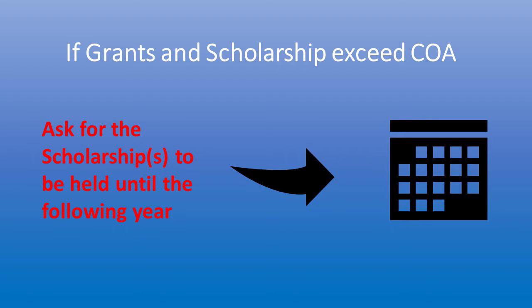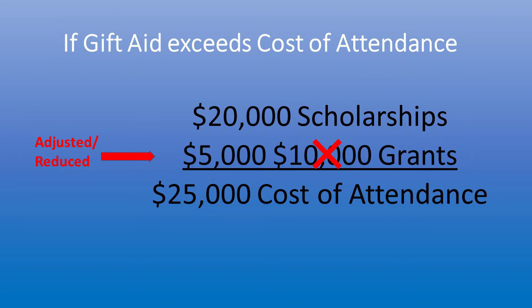So say you had $10,000 in grants and $20,000 in scholarships and the cost of attendance was only $25,000. What the school will do is they will deduct $5,000 from the grants, so those two add up to the cost of attendance.